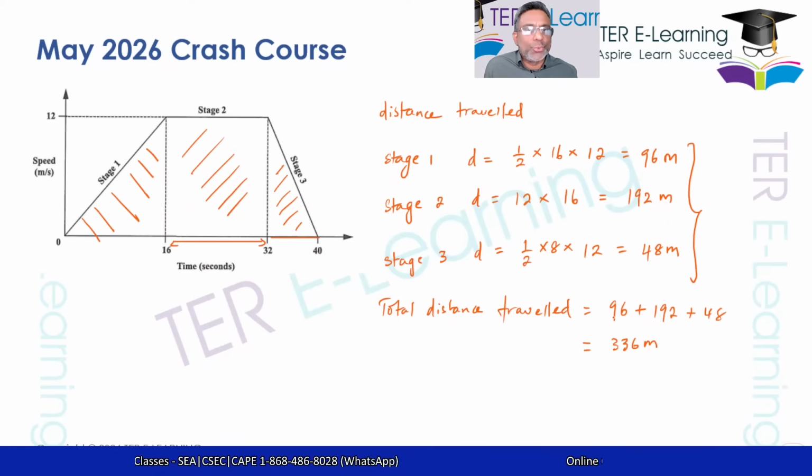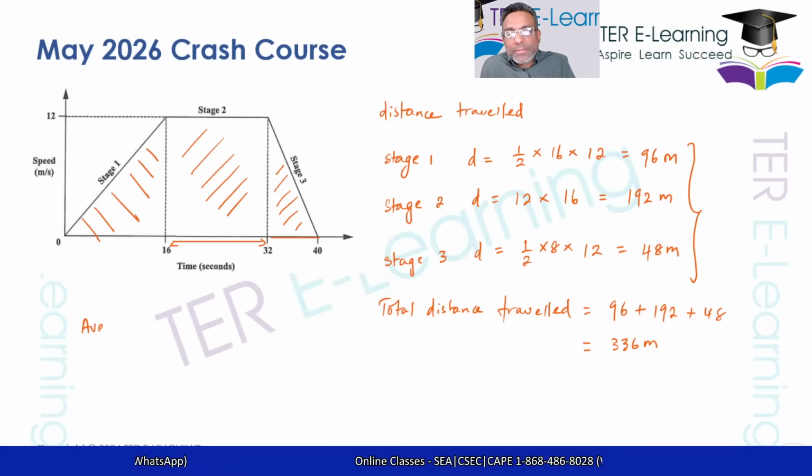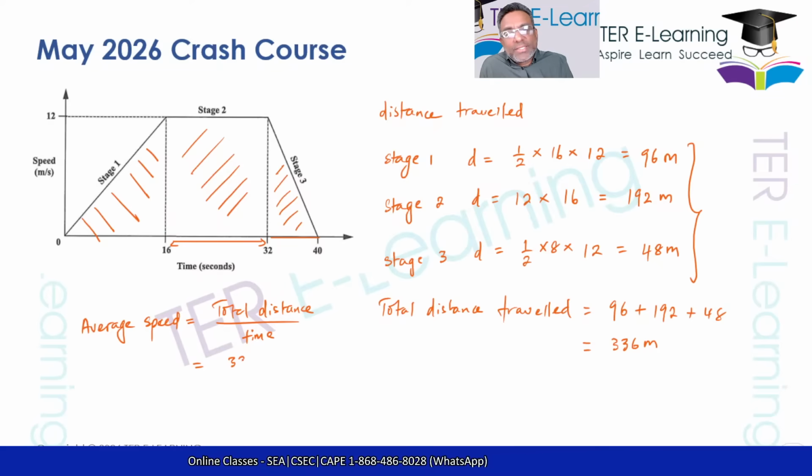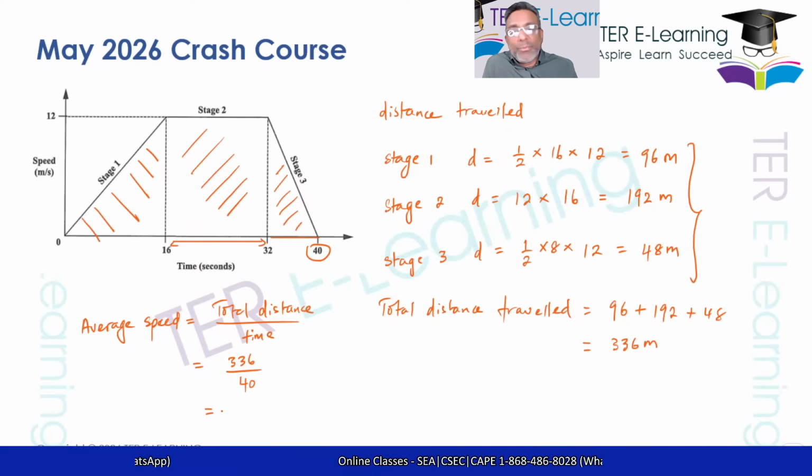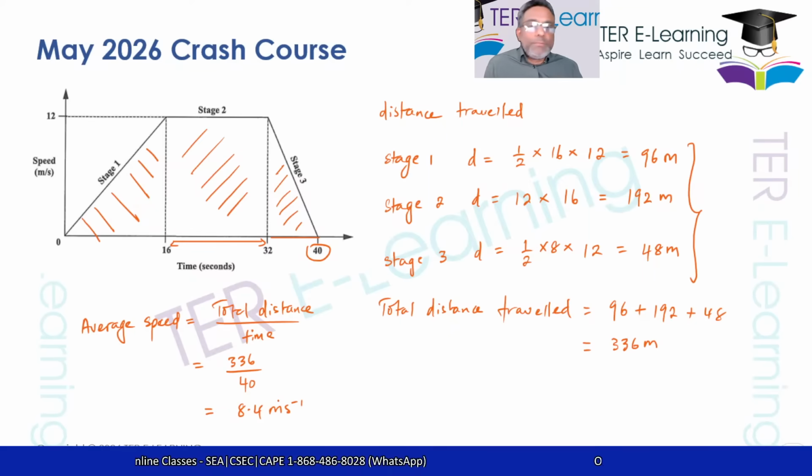Now, apart from asking you total distance traveled, CXC can also ask you to work out the average speed. So average speed is simply going to be your total distance. You all need to know this formula, right? It's total distance divided by the time taken to do this. So the total distance traveled is 336 meters. And the total time to do all of this is 40. So therefore, the average speed is going to be 336 divided by 40. And we're going to get 8.4. All right. And this is meters per second. Right. I hope that's making sense.